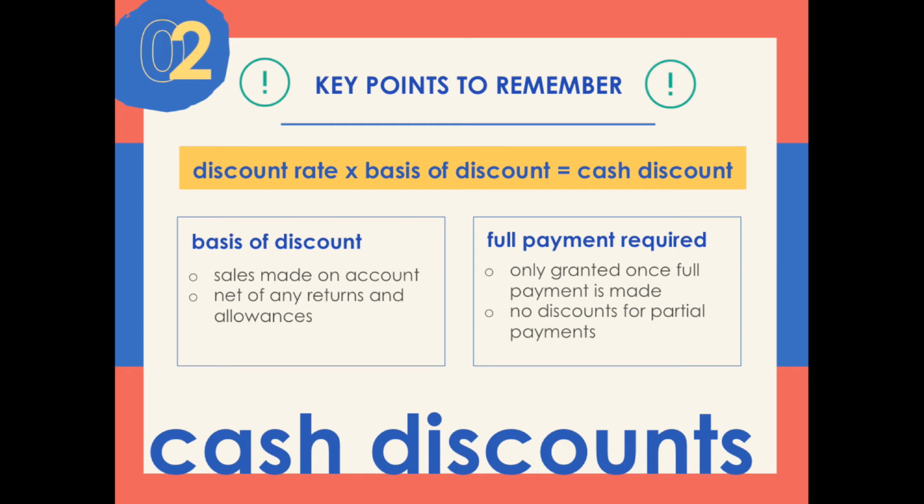Now here are some key points to remember. First, cash discount is computed as the cash discount rate multiplied by the basis of the cash discount. So how do we compute for the basis of the cash discount? Since the discount is granted to encourage prompt payment, only sales made on account is entitled to cash discount. Any returns and allowances are also deducted since these would no longer be entitled to the discount. The net amount we get would be the basis of the cash discount. Another thing to note is that discounts will only be granted once full payment has been made. Discounts are not granted upon partial payments.